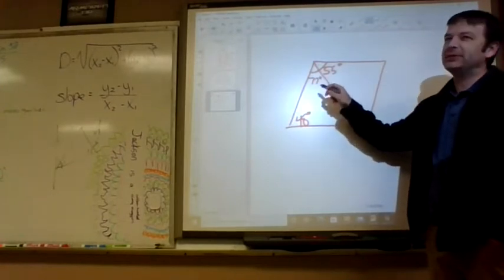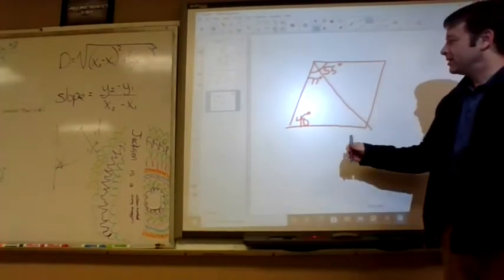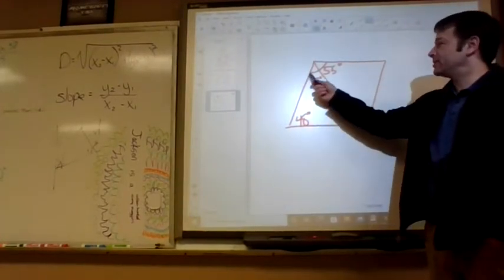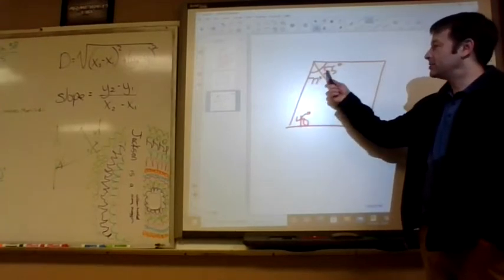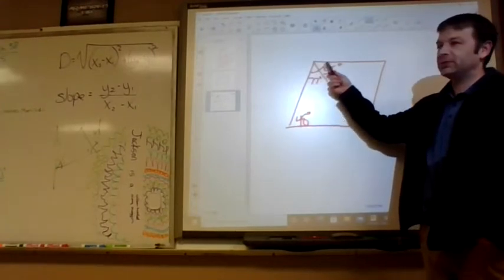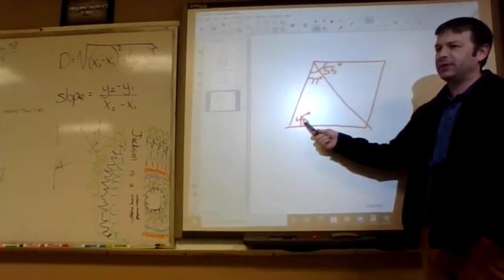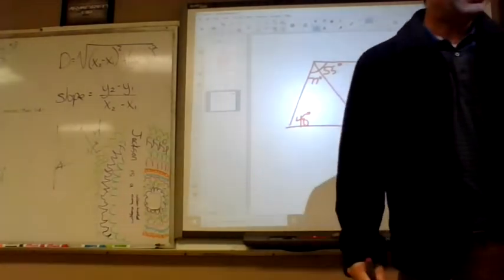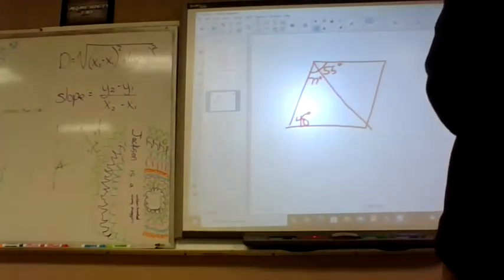Does it not make sense? Okay, we know that these two angles have to add up to 180, right? And these two together make up this angle. So basically all three of these angles have to add up to 180. Okay. You gotta catch me when I do that. Anyways, number 9.